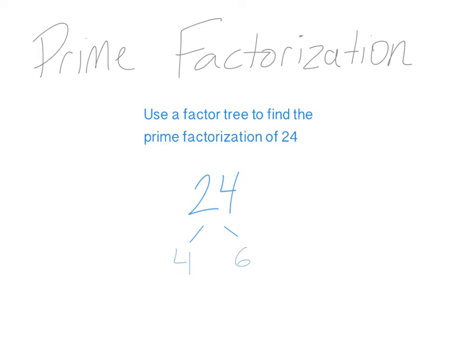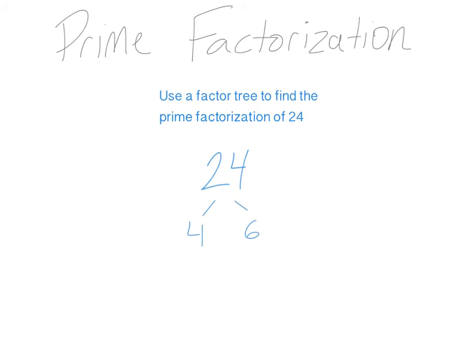Now, are either of those prime numbers? No. Why? Because 1 times 4 is indeed 4. But guess what? So is 2 times 2. So 4 is not prime. What about 6? 1 times 6? Yeah, but 3 times 2 is also 6. So that doesn't work. So neither of them are prime. So what does that mean? It means you need to keep breaking down. So I can break 4 down into what? 2 times 2. 2 and 2 are factor pairs of 4.